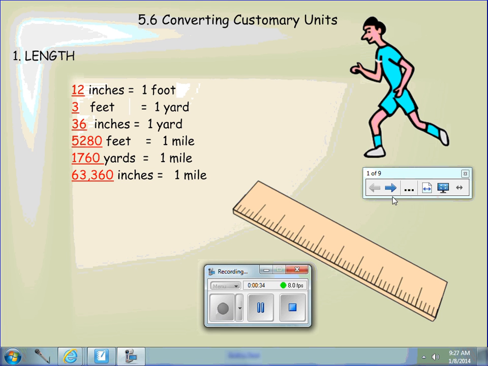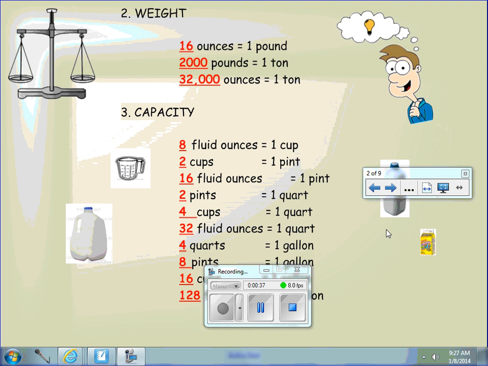That is for length. When we're doing weight, 16 ounces are in a pound, 2,000 pounds in a ton, and 32,000 ounces in 1 ton.